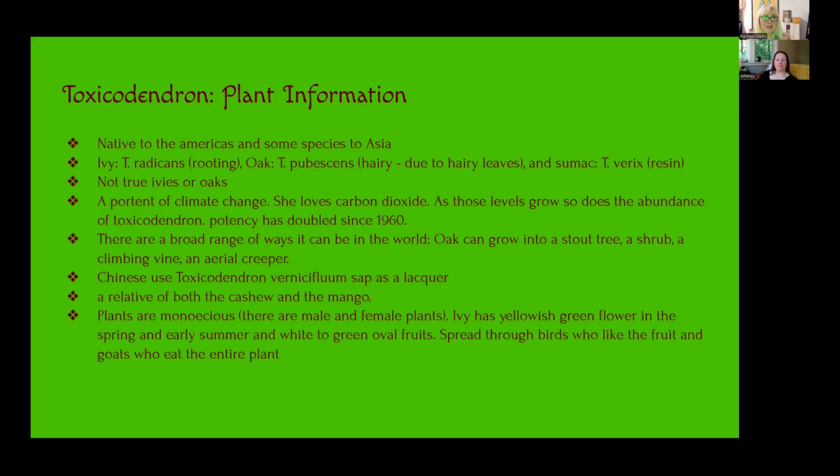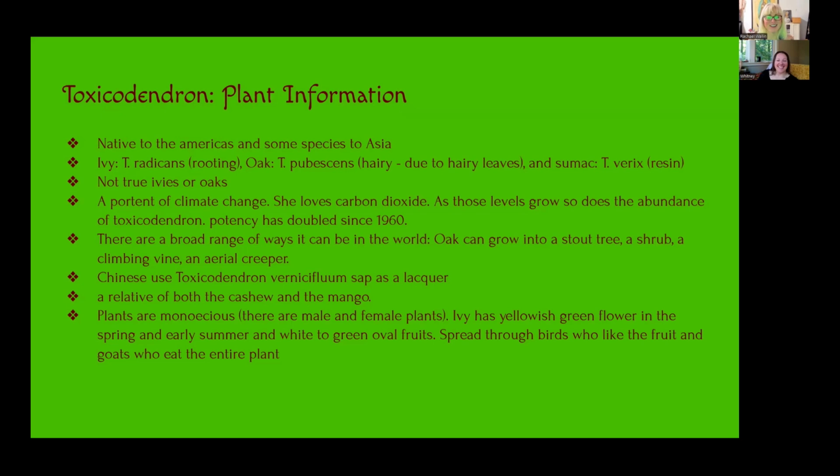So these plants are all monoecious. I think that's how you say it. So there are female and male plants. The ivy has yellowish green flowers in the spring and early summer, and they have fruits that are white and green little ovals. The seeds are spread because birds eat them, and goats also eat the entire plant and spread them around through, of course, their digestive tracts.